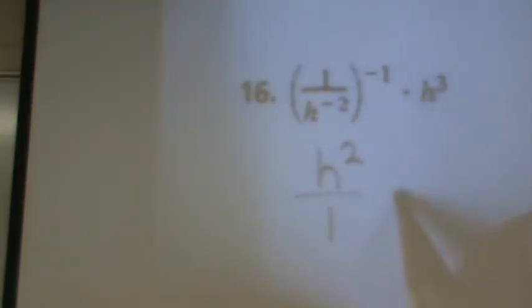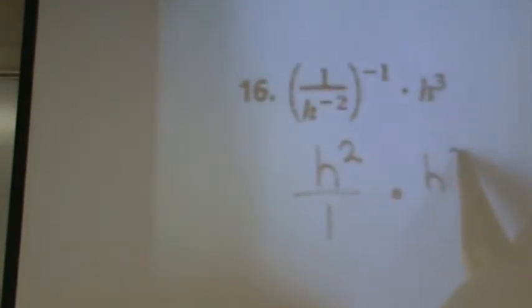Now, this one, you're gonna end up flipping, because this is to the -1 power, so you're gonna end up flipping this whole thing, and this is gonna end up being a positive h squared up here, and you don't need that 1, but you can just write it if you want. And then times h cubed, so this is gonna be h to the 5th. Bases are the same, you're gonna add the exponents.